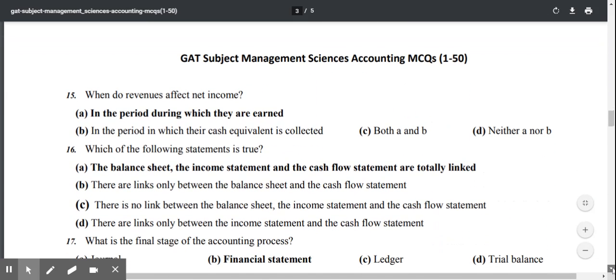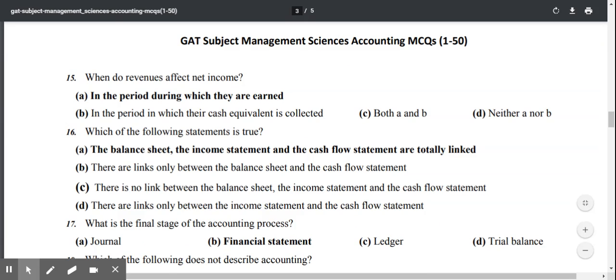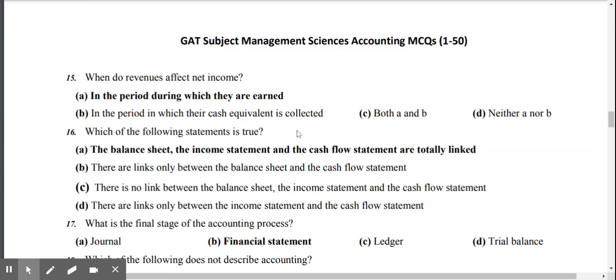Option number 15. When do revenues affect net income? Revenues would affect net income only in the period in which they are earned. And option B says in the period in which the cash equivalent is collected. No, the revenues will not be affecting the net income because the cash equivalent is collected. So this is incorrect. Option C is incorrect, and option D, neither A nor B, is also incorrect. Option A would be correct.